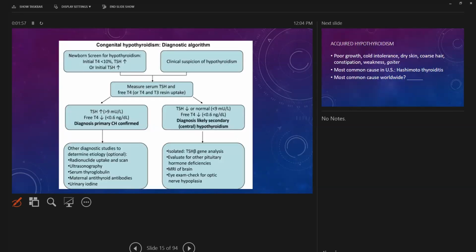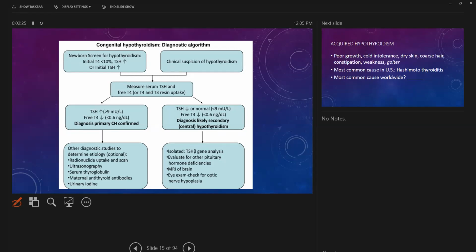All right, so congenital hypothyroidism, here's the diagnostic algorithm. So newborn screening for hypothyroidism, and the initial T4 is less than 10% with a high TSH, or they've got an initially high TSH. Or based on physical exam, you have a clinical suspicion of hypothyroidism. We want to measure the serum TSH, free T4 and T3 levels.